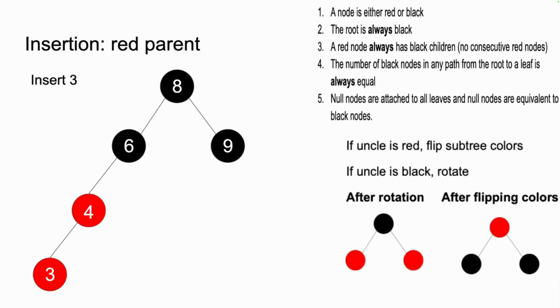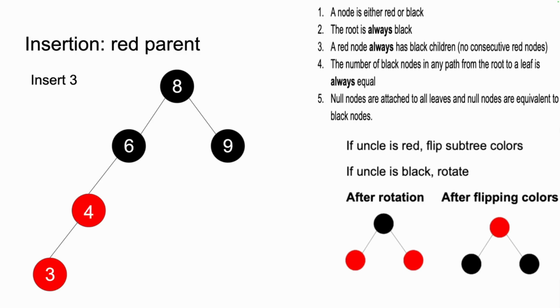Now I'm just going to remind you this is a binary search tree, so there are going to be numbers. Now let's say we're inserting 3 again, and in this case the uncle is null, so the uncle is black. If we look at the cases, if the uncle is black, we rotate. It is a left-left rotation case here.